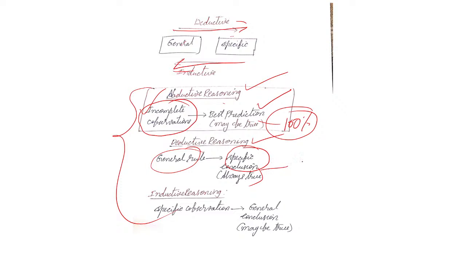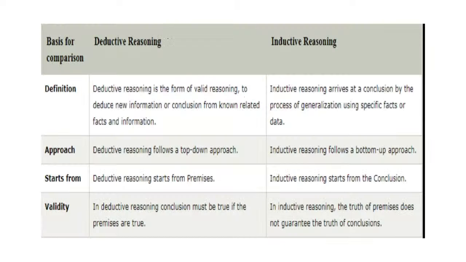This is always true. Deductive rule, we are making a general rule and getting a specific conclusion. This is always true. Whereas inductive reasoning, from specific observation we are getting a general conclusion. This may not be true. Sometimes it may be false also. Okay. These are the differences between deductive reasoning and inductive reasoning, friends.